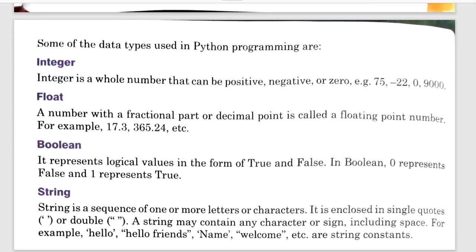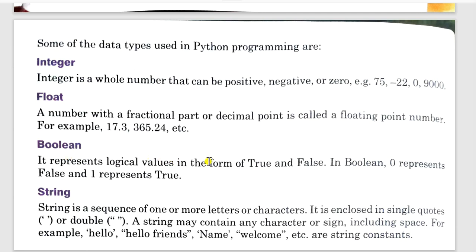The first one is integer. An integer is a whole number that can be positive, negative, or zero. The integer data type can be used for calculations and mathematical operations. Float is a different data type. Float contains decimal values, and a number with a fractional part and a decimal point is called a floating point number. If we want to perform mathematical operations on decimal numbers, you should use the float data type.